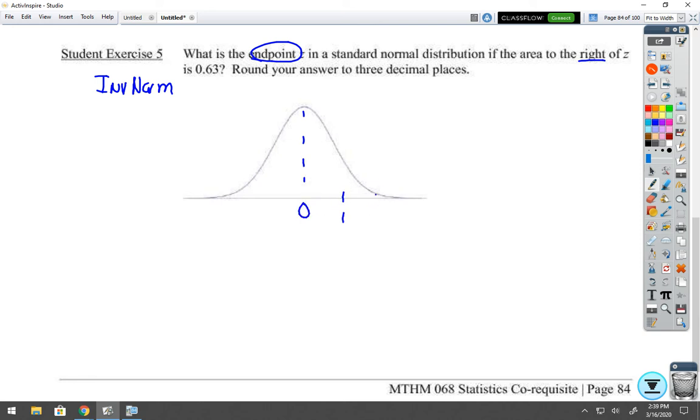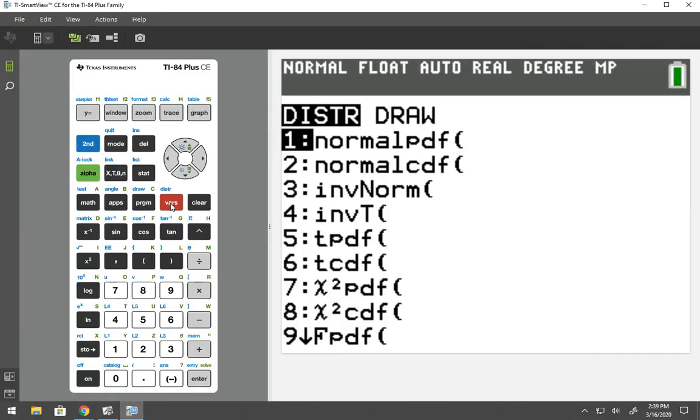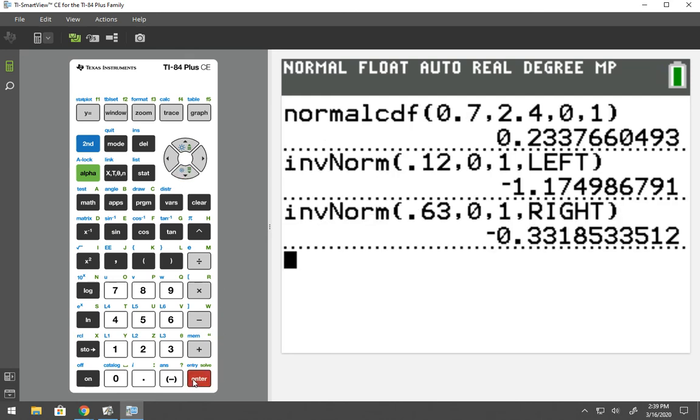So I have a 0, I have a 1, I have a 2, I have a negative 1, and I have a negative 2. So let's go to our calculator and let's calculate it using new style stuff here. So I go to second, I go to vars, I go to number 3, inverse norm. My area this time is approximately 0.63. I'm on a standard normal, so I'm 0, I am 1, but remember it said area to the right. All right, so I'm gonna cheat because I got a cool new calculator. I'm gonna say area to the right. I'm gonna come down here. I'm gonna hit the button, and boom, I get approximately a negative 0.33. A negative 0.33 for my z-score.